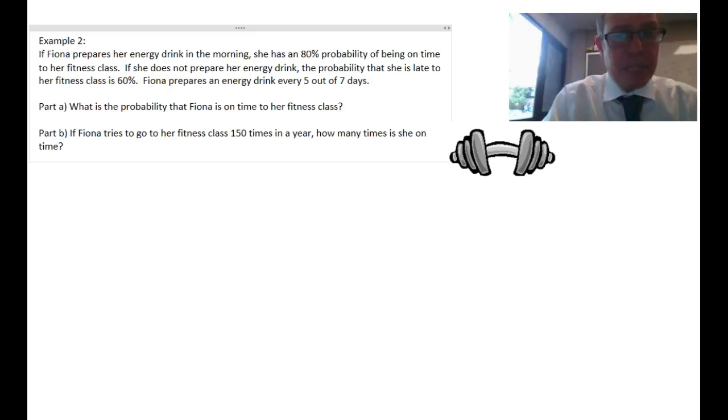Hello, I'm Graham Lewis. In this short video we're going to look at a trickier tree diagram question where we're given some probabilities and we have to work out which parts of the branch they're on.